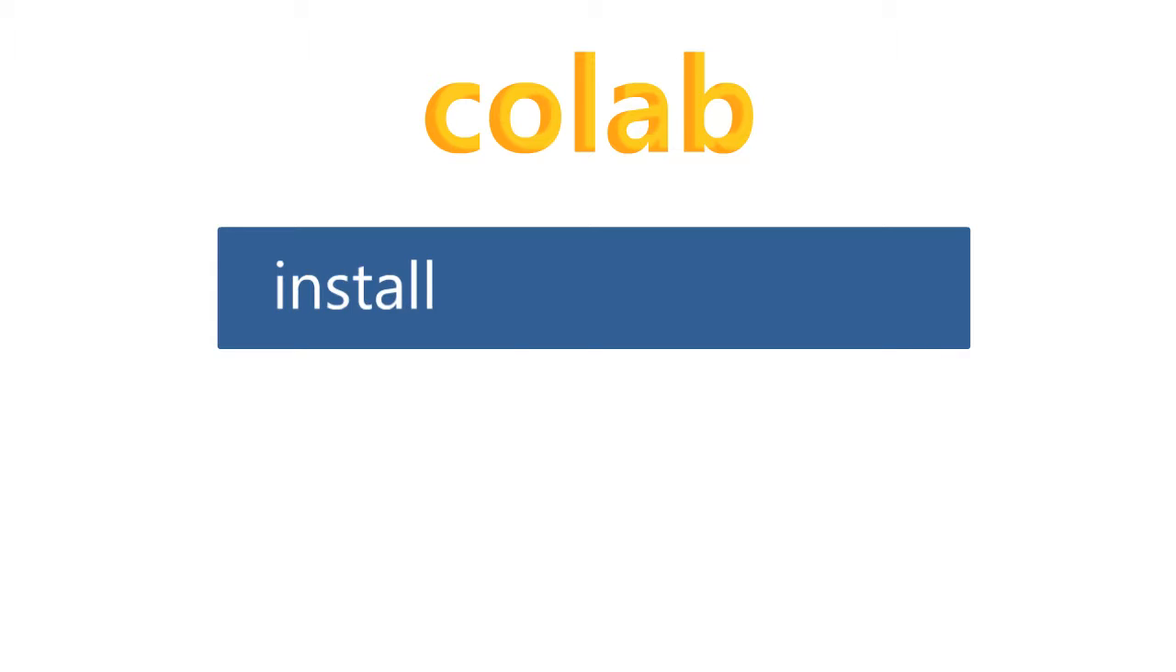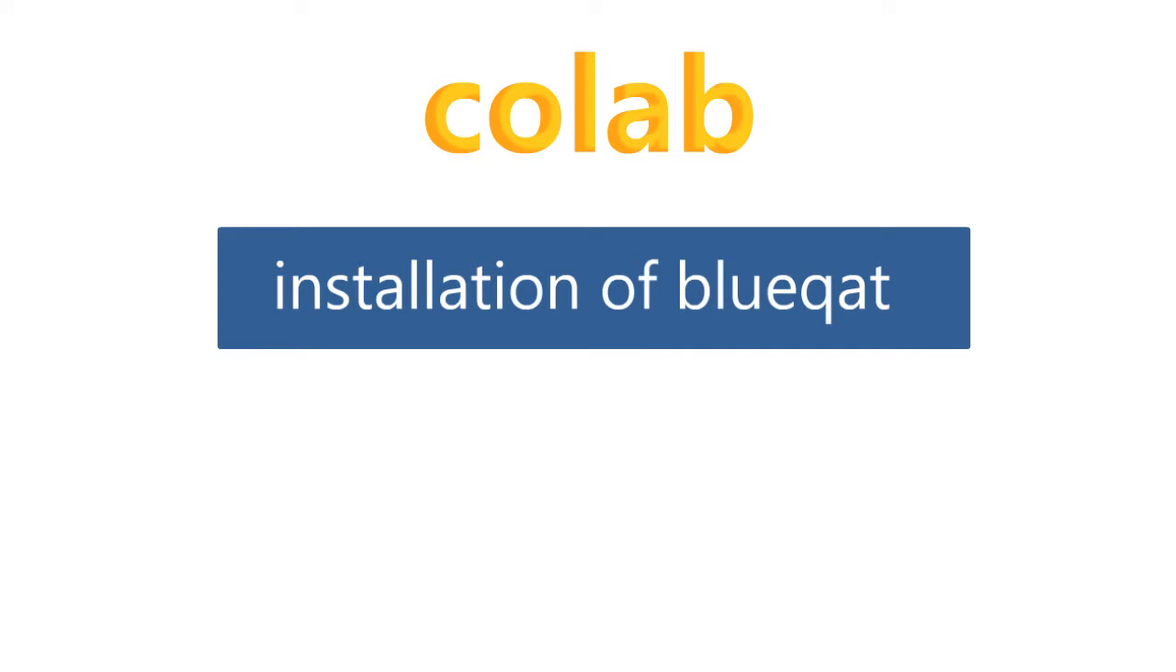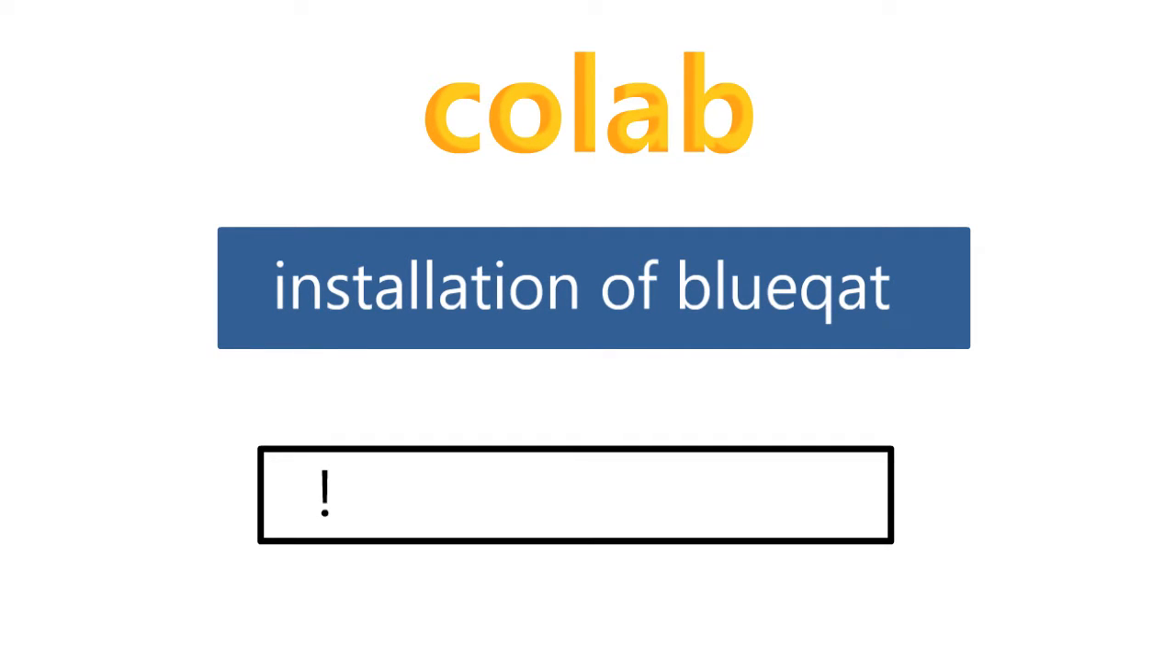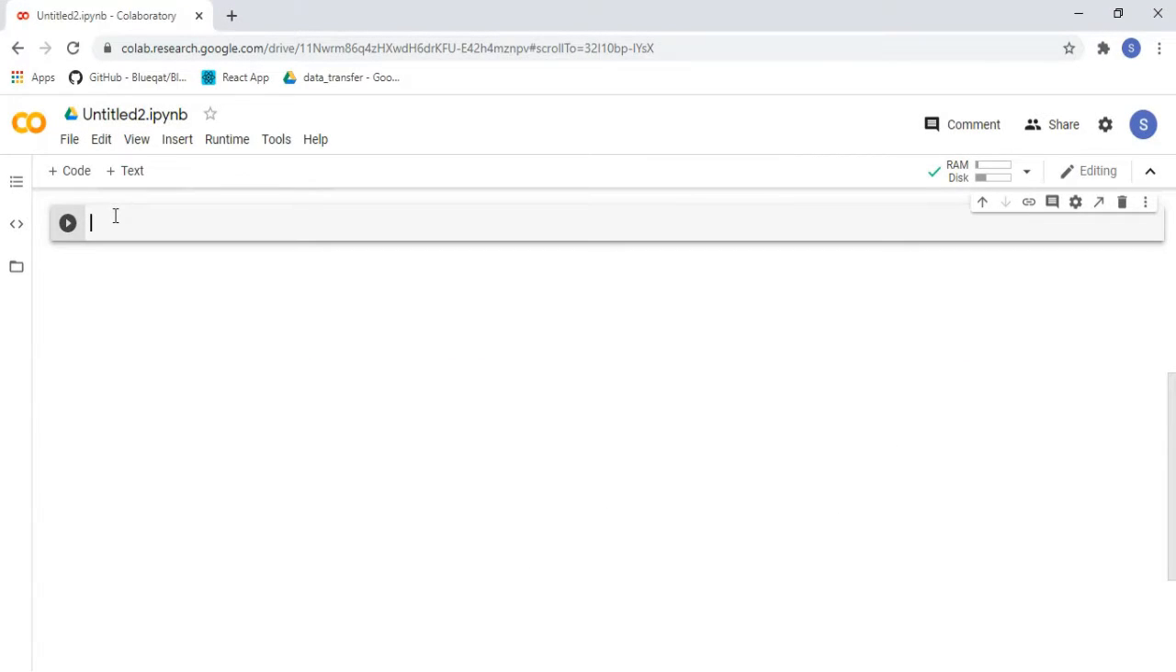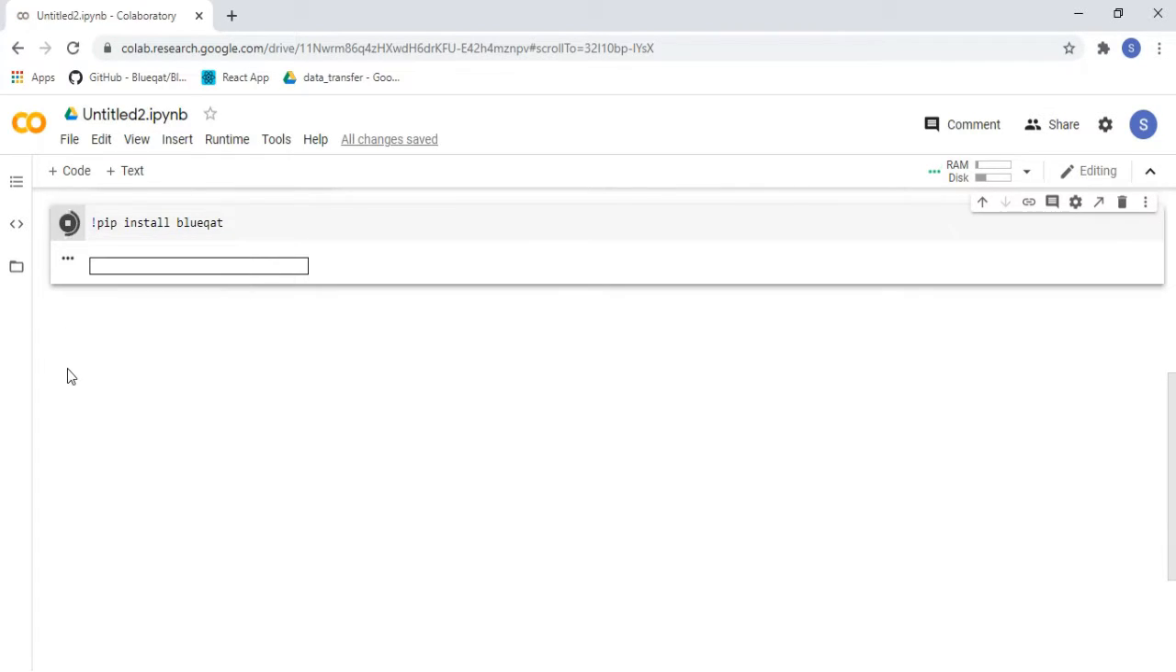Like we did in the previous video, we will start with installation of BlueCat. We can do it by using this code: !pip install BlueCat. Type the code that was shown earlier in Google Colab. Then click on the play button and BlueCat will be installed.